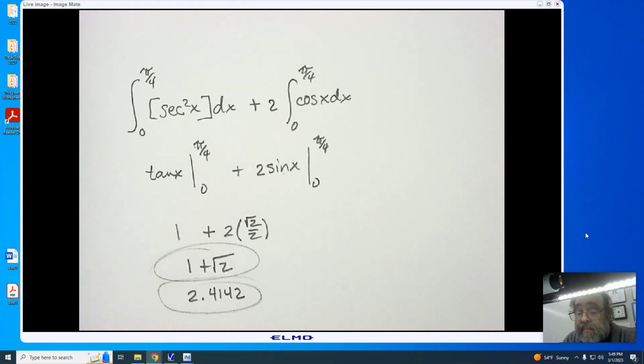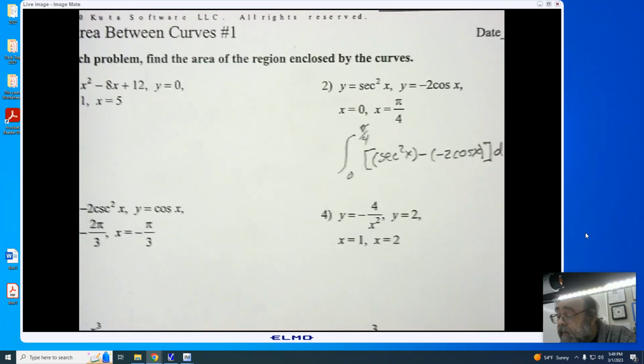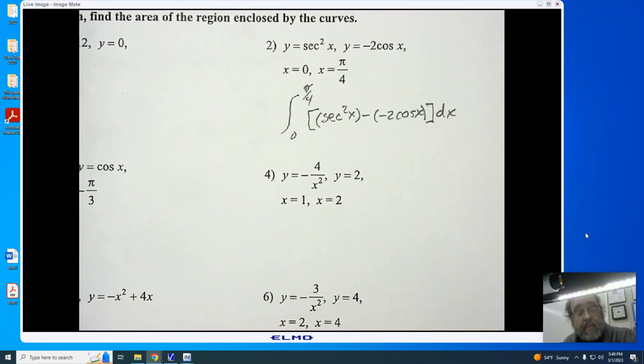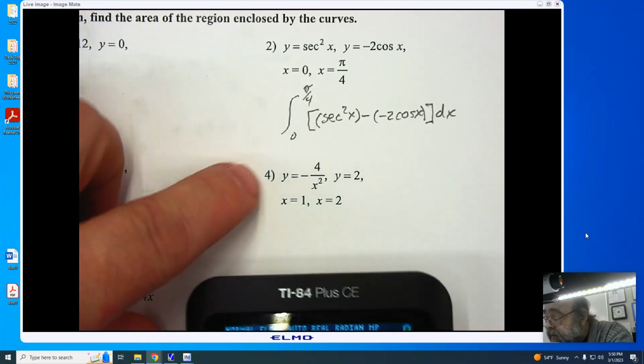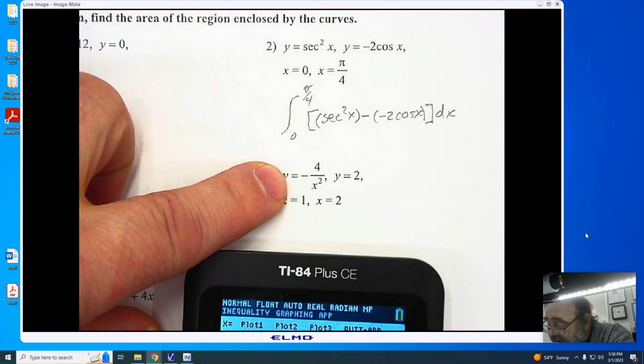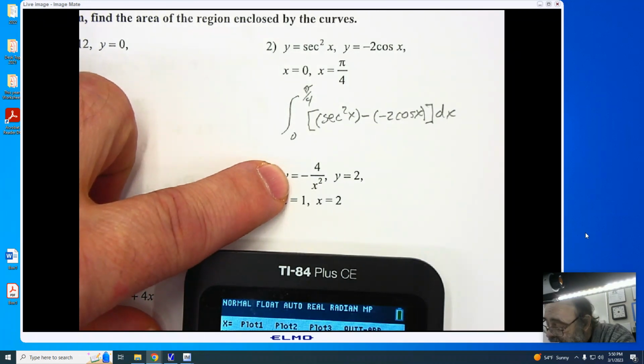Let's go ahead and take a look at number 4 now. Number 4. Once again, we want to go to our y equals, and we're going to put this into our calculator. Here we go. I have negative alpha y equals for my fraction, and I'm going to put 4 divided by x squared, and then I have my y2.